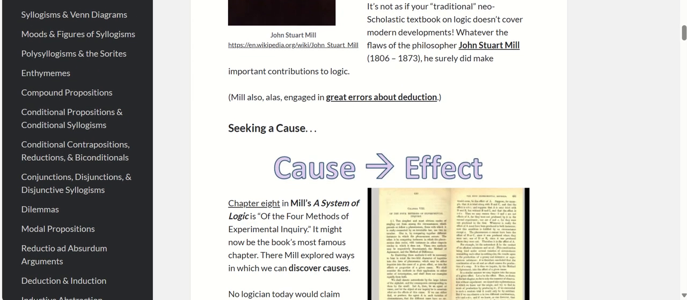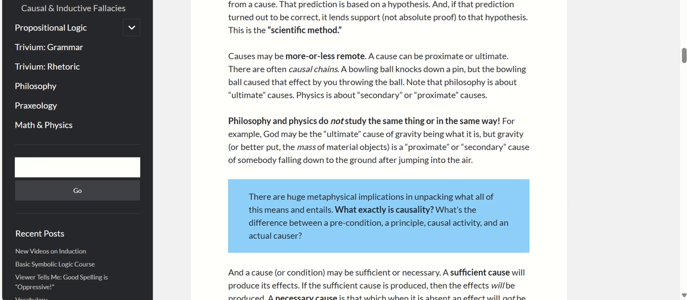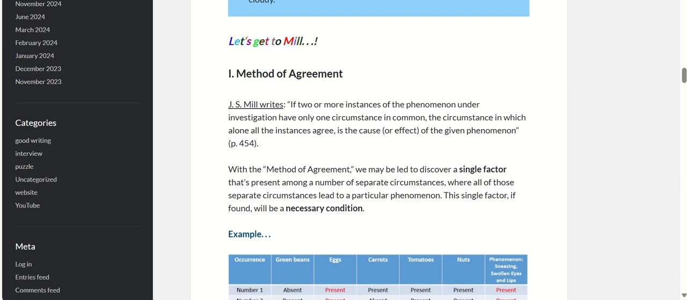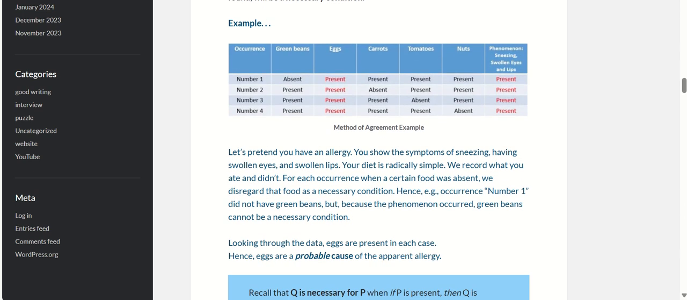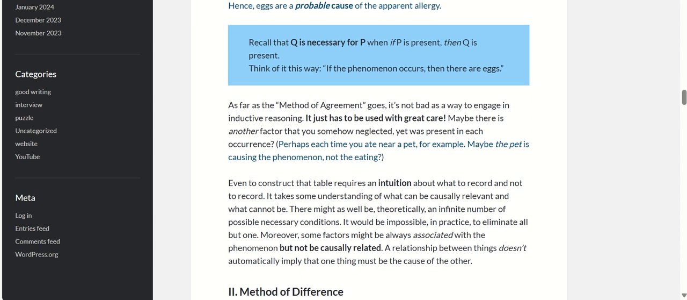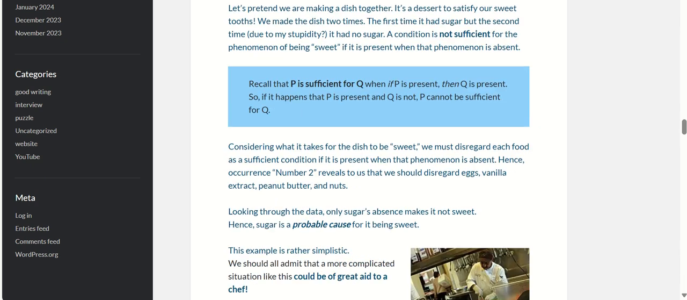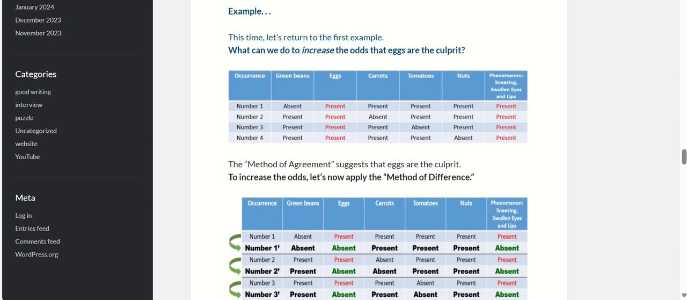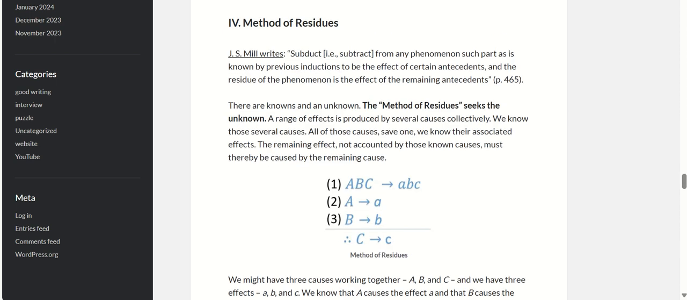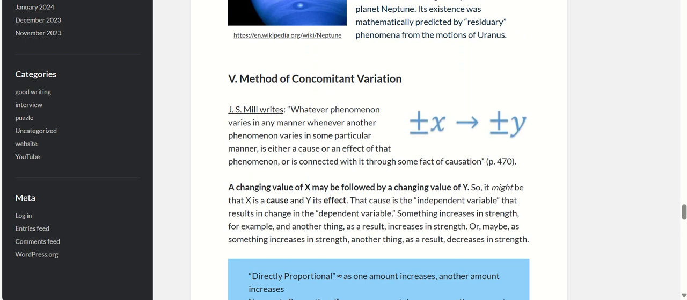And we're thinking about seeking a cause. And I go through examples. I talk about the method of agreement, and I have a table giving an example of how this method works, and likewise with the method of difference, and the joint method of agreement and difference, and of residues, and concomitant variation.